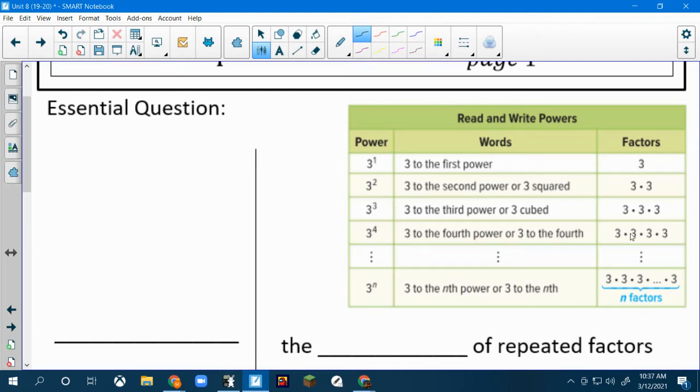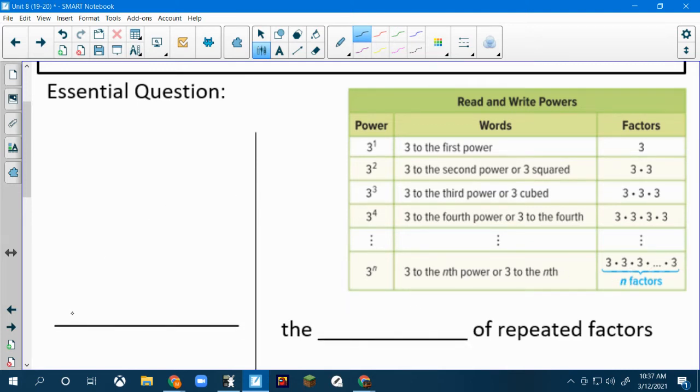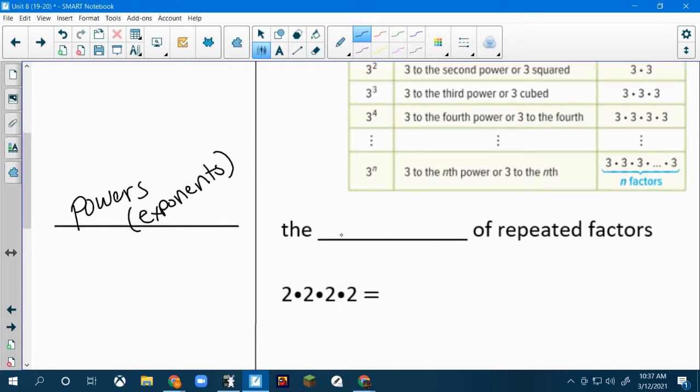You notice that however many 3's here is the number of exponents here. So 3 to the nth power is 3 times 3 times 3, and whatever number this n is, the n is the number of factors that you are going to have. This is called powers, or a better way, we call them exponents. We say that it is the product of repeated factors.